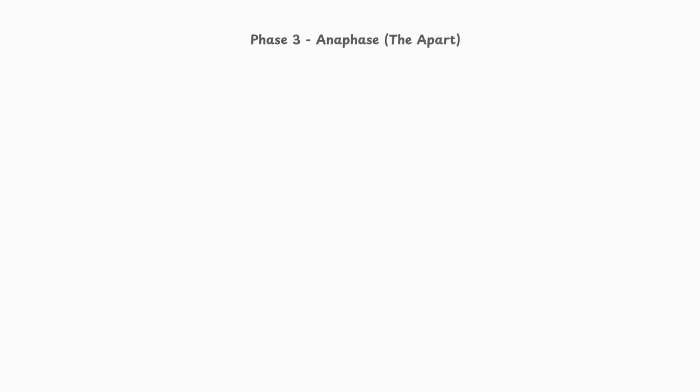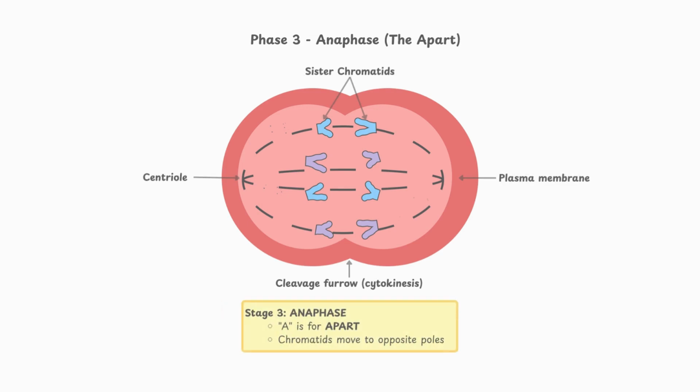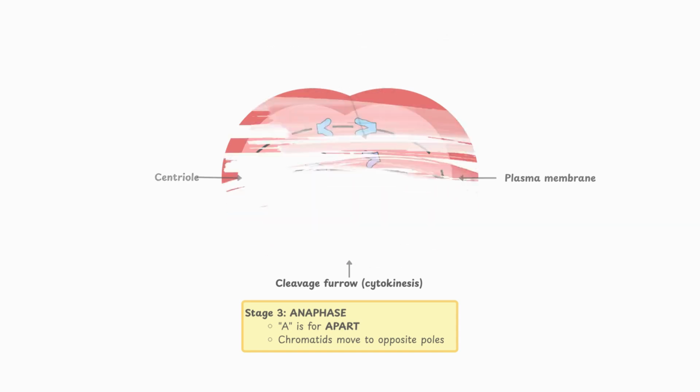After lining up in the middle, the cell now enters phase 3 of mitosis, called anaphase. This is where the chromatids are pulled apart. The sister chromatids separate at the centromere and move to opposite poles, ensuring each new cell gets identical genetic information, while the centrioles at each pole organize this movement. At the same time, the cell begins to stretch and the plasma membrane starts to pinch in, forming the cleavage furrow. A quick way to remember this is A for anaphase, A for apart. So in anaphase, chromatids move apart and the cell begins to divide.